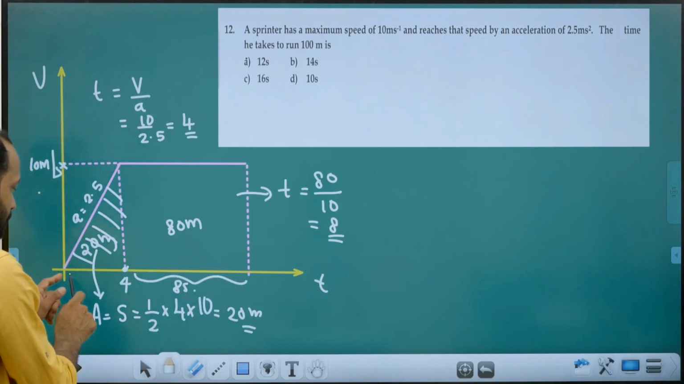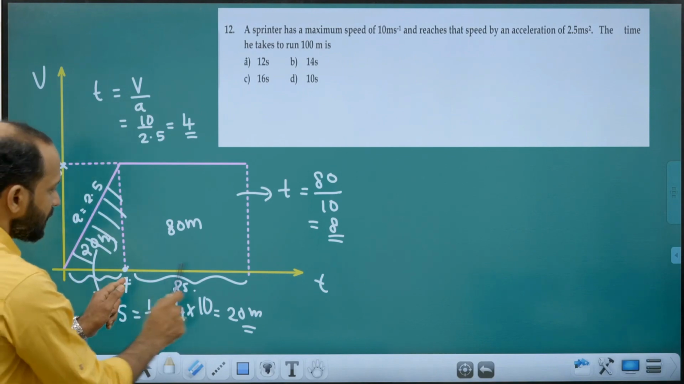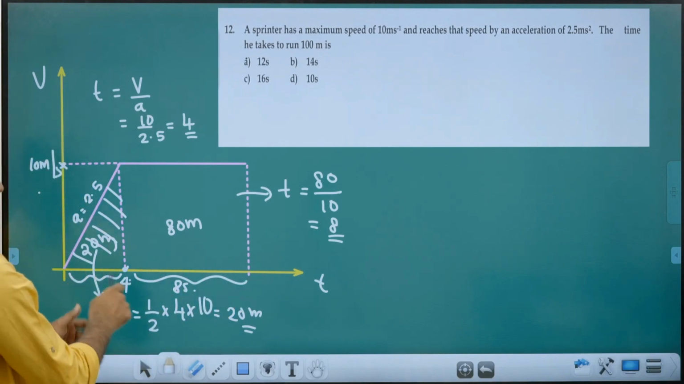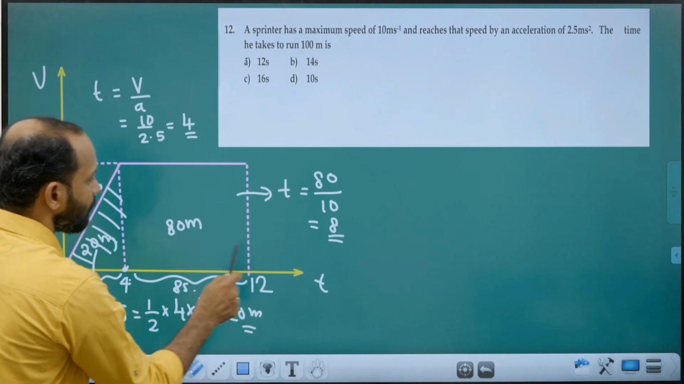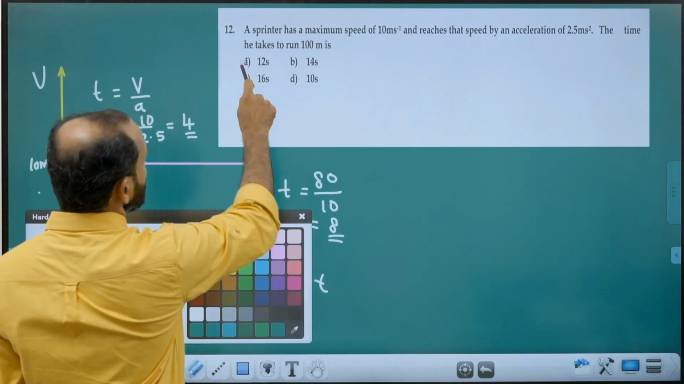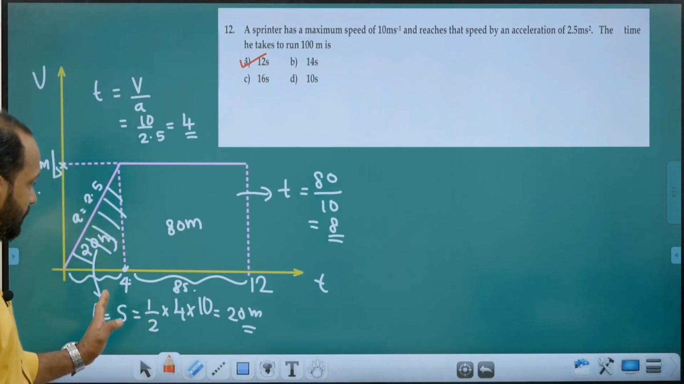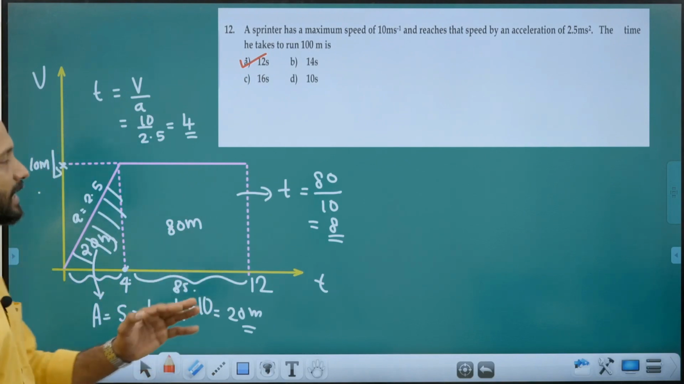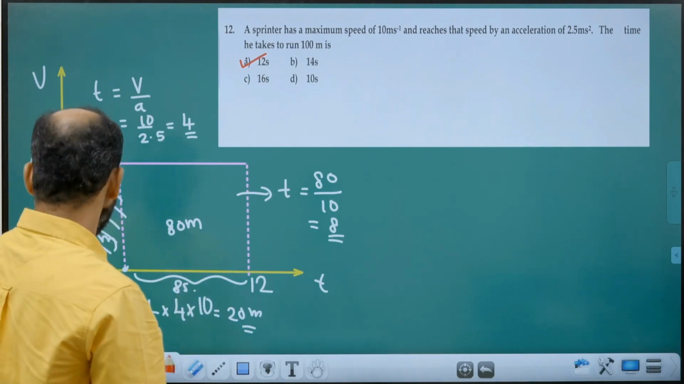Up to here it will be 4 seconds. So from here to here another 8 seconds. So 8 plus 4, here the intercept will be 12. So the total time to run 100 meter is 12 seconds. It is not 8 seconds, it will be 12 seconds. Okay. That 8 seconds also would be there in the options.